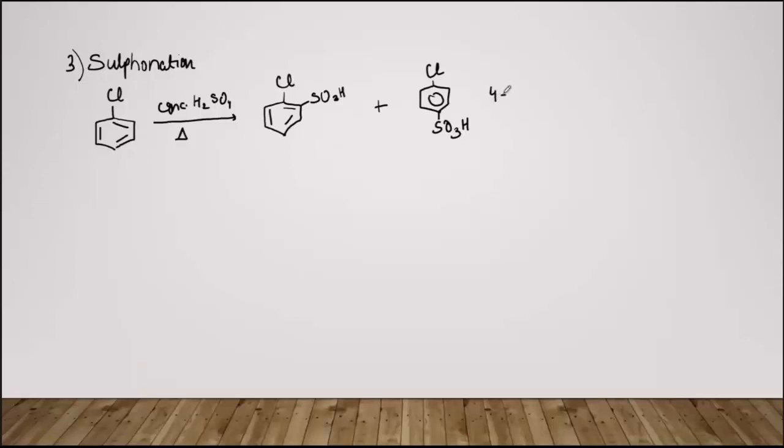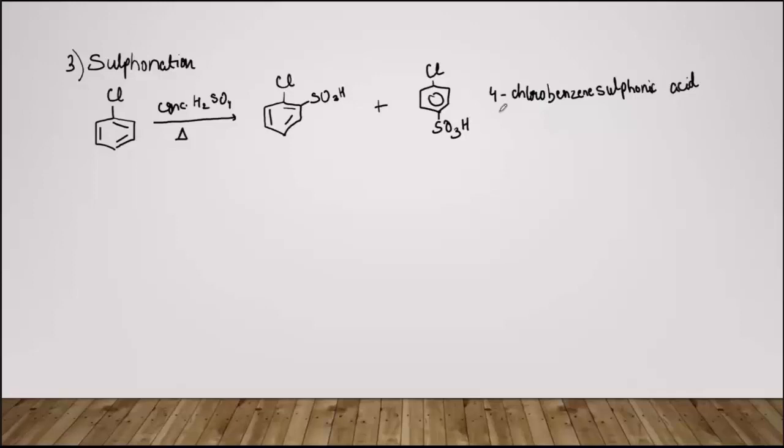Because SO3 is at the fourth position, it will be written as 4-chloro-benzene sulfonic acid. ठीक है. तो जैसे COOH जब लगा होता है, that is the carboxylic acid, वैसे ही SO3H is the sulfonic acid.